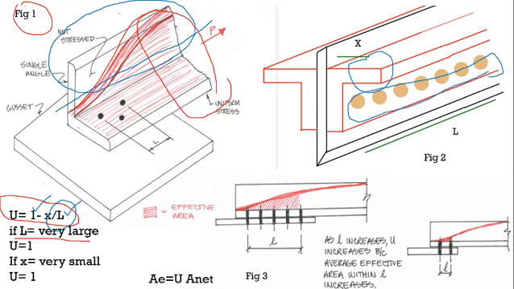So actually, in a tension member, some part of the member may be connected and some part may not be connected. It means all the parts are not under uniform or even distribution. You can see in figure 1, I have just explained it. So U is a very, very important factor and it has to be accounted for. It has to be used in the design of, or in checking the adequacy of, a tension member.